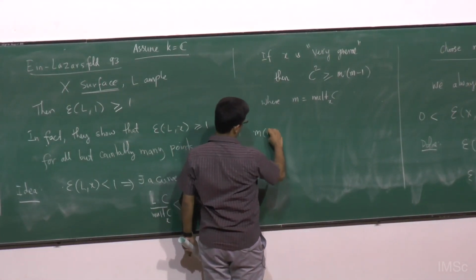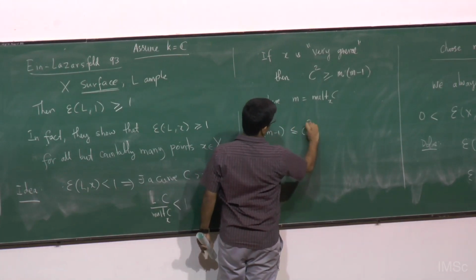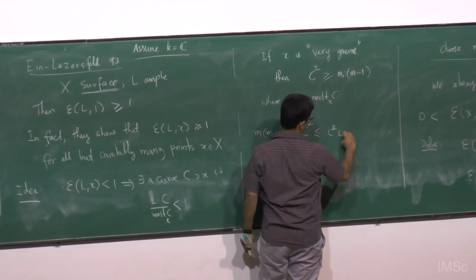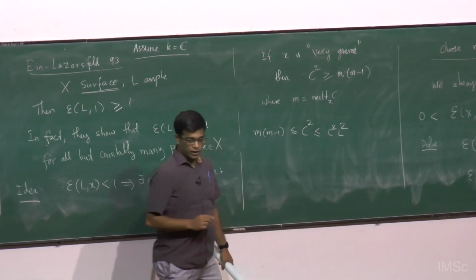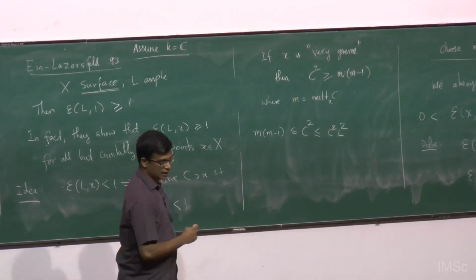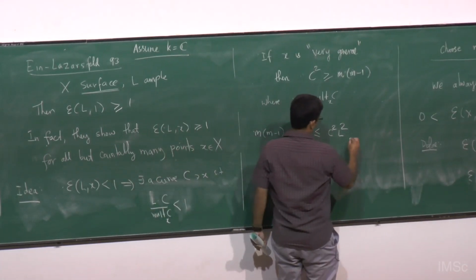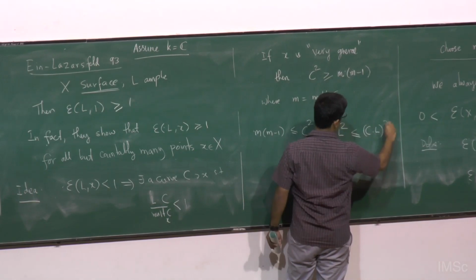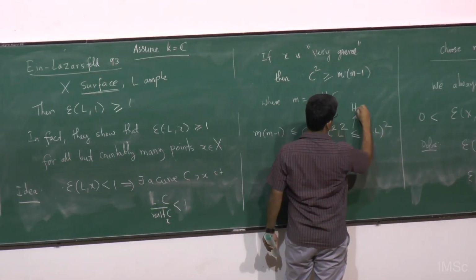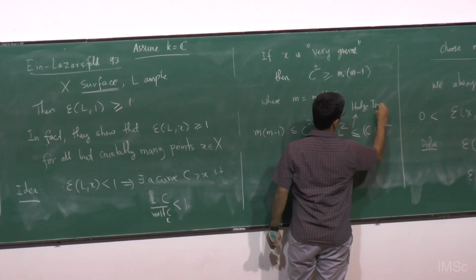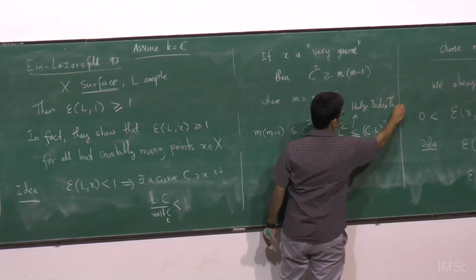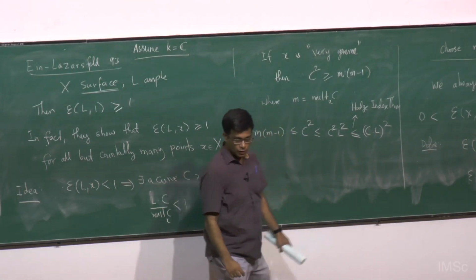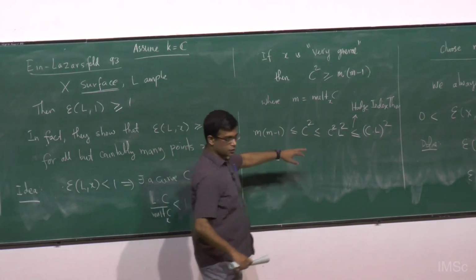So we have m times m minus 1 is less than or equal to C squared, which is less than or equal to C squared times L squared, because L squared is positive, L is an ample line bundle. Now this, by the Hodge index theorem, is less than or equal to (C dot L) whole squared. Right, that is exactly the Hodge index theorem.